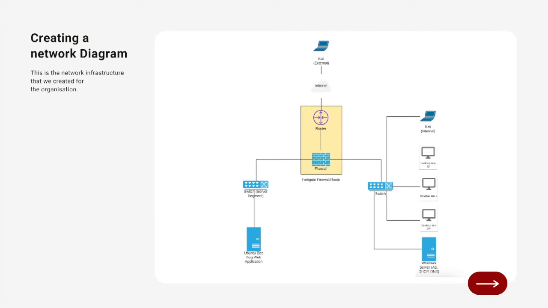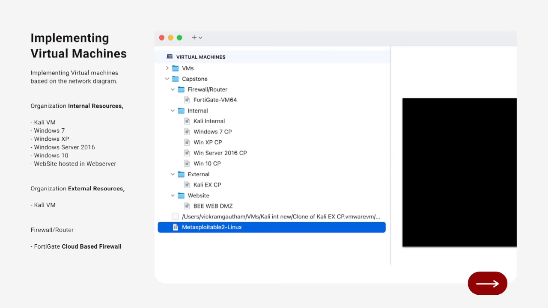In this diagram, we can see the router and firewall is centralized between the components and connected with systems. This is the network diagram that we have created to develop the organizational environment. Implementation of the virtual machines based on the diagram include these resources. In this screenshot, you can see that we have configured internal host machines such as Kali, Windows 7, Windows XP, Windows 10, and Windows Server 2016.